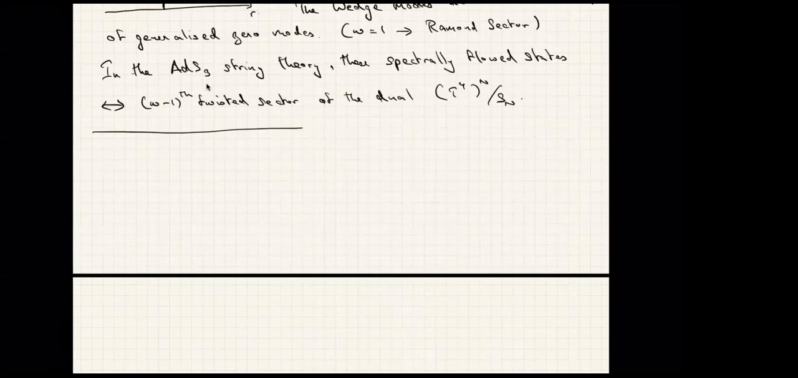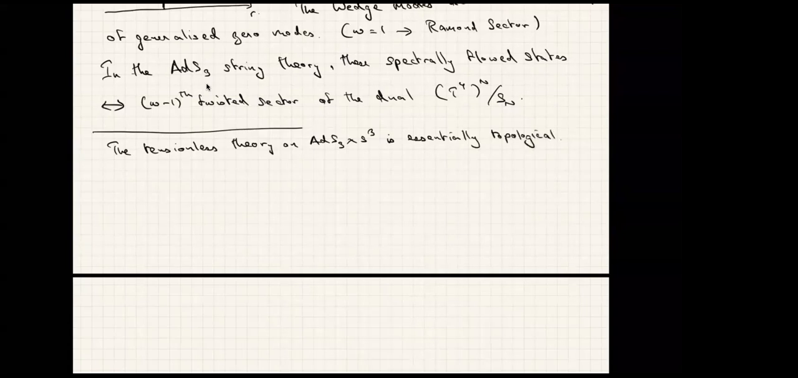So I'll just say one more point about the AdS3 case, because I want to use this only as a stepping stone to the AdS5 case. Just one point I wanted to note here is that the tensionless theory on AdS3 times S3, the AdS3 times S3 piece, is essentially topological. What I mean by that is that there are no propagating degrees of freedom on the AdS3 times S3 piece.